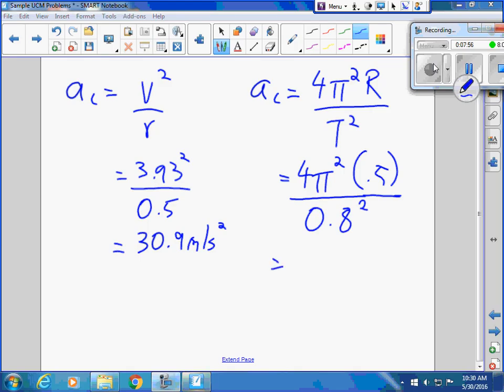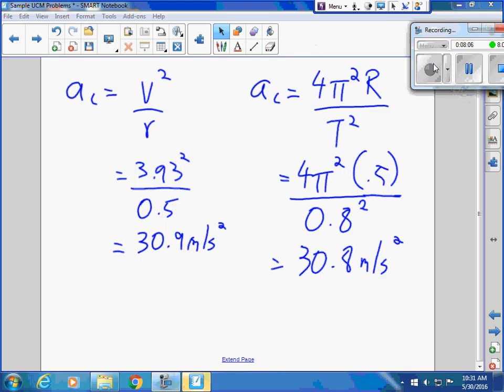What should you get? I think if you round it properly, you get 30.8. But it should be the same. It's likely a rounding error, or the fact that pi, or remember we rounded at 3.93, right? So that's probably where it comes into play. It's probably rounded up. So you can do that either way. Again, the one on the right would be used if you don't have the velocity.